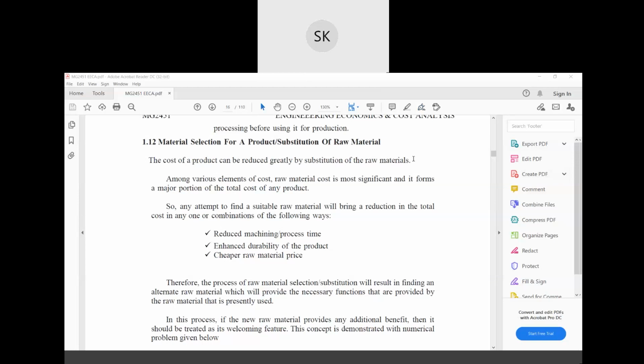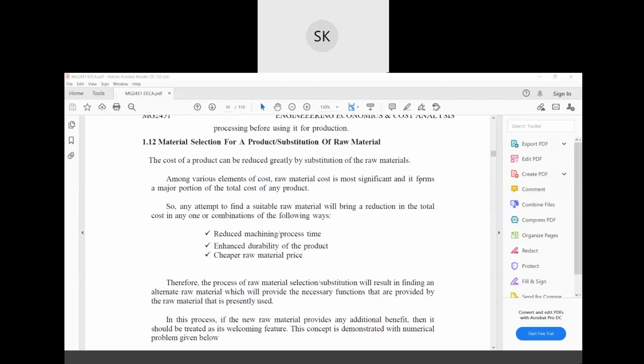The cost of a product can be reduced greatly by substitution of the raw materials. You can easily decrease the cost of a product by making changes in the raw materials. Raw material plays an important role in your cost analysis, and the whole profit will depend on your raw materials.